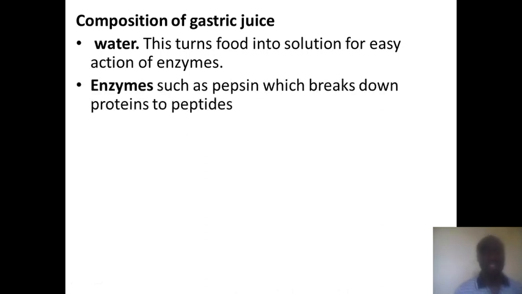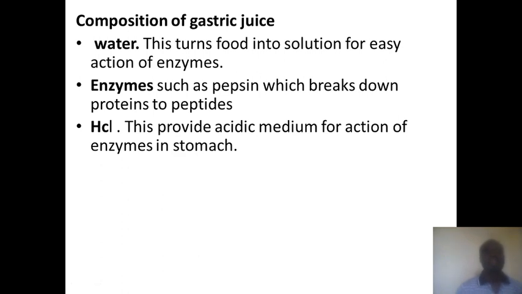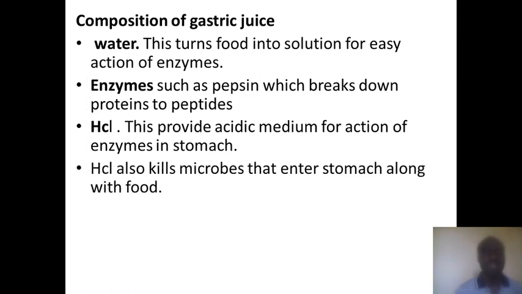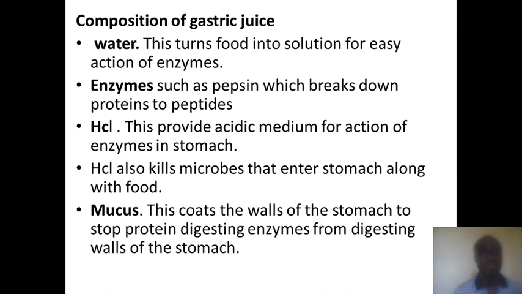We have also enzymes in gastric juice, such as pepsin, which breaks down the proteins to peptides. There is HCl, hydrochloric acid. This provides an acidic medium for the action of enzymes in the stomach. Also, HCl kills the microbes or microorganisms that enter the stomach along with food.